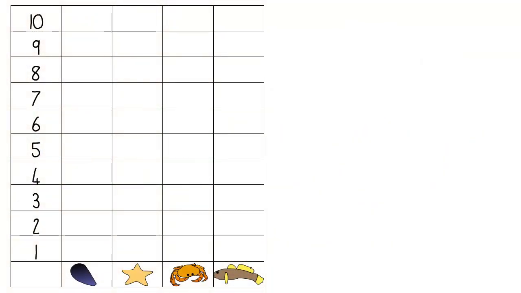We counted 10 mussels, which means we must color in 10 blocks above the picture of the mussel.